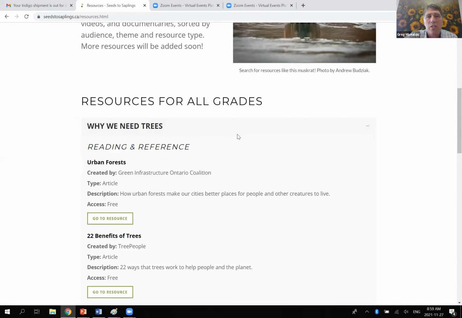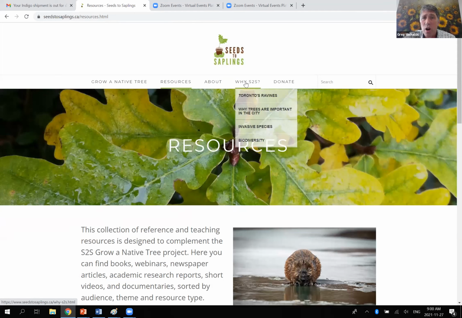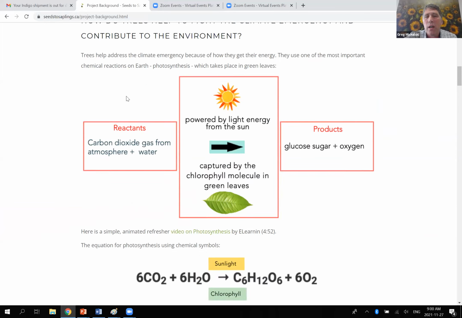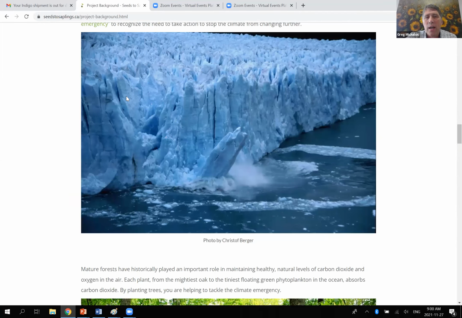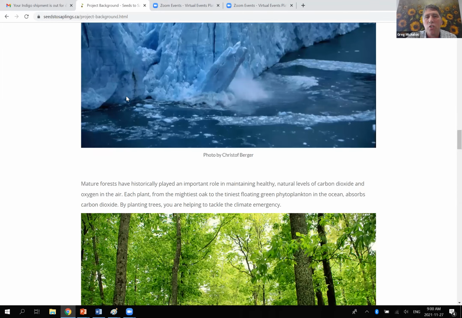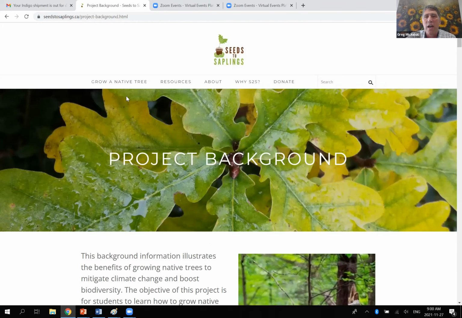There's background in terms of why it would be good to try this project, with more background information. What's probably most relevant getting going here is the tab, Grow a Native Tree. And you'll see right away, just to get general background about the project, you can hit project background and it jumps into all kinds of information about why do this project, talks a little bit about the ravine in the GTA and some of the issues affecting it.